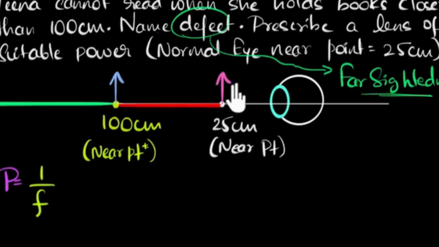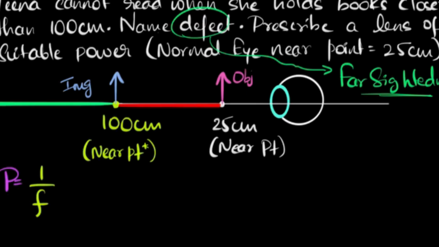So this is our object, and this will be the image. We need a lens which does this. We know what the object distance is, and we know what the image distance is. All we need to do now is find the focal length of the lens needed. It'll be a great idea now to pause the video and see if you can solve this yourself.